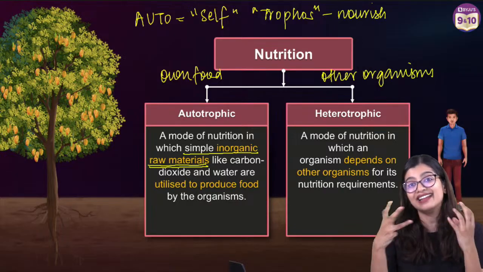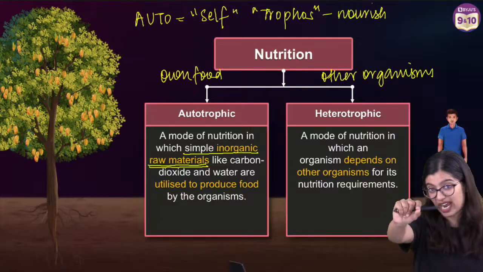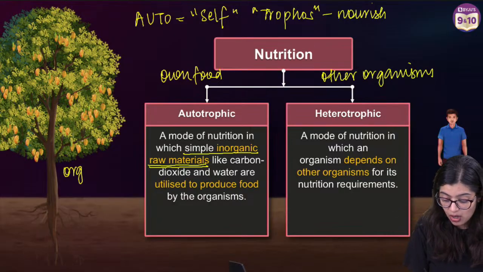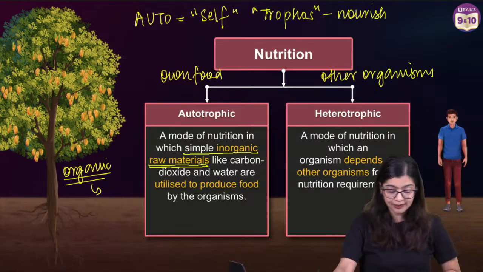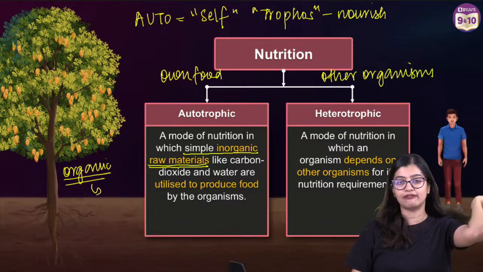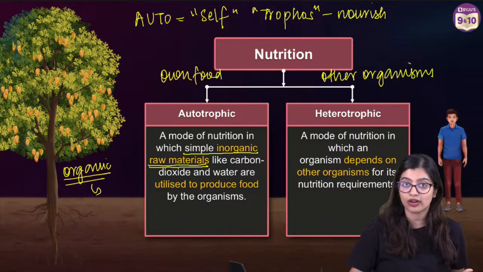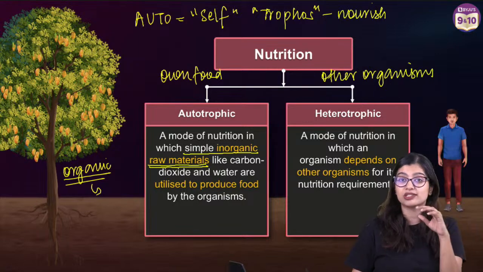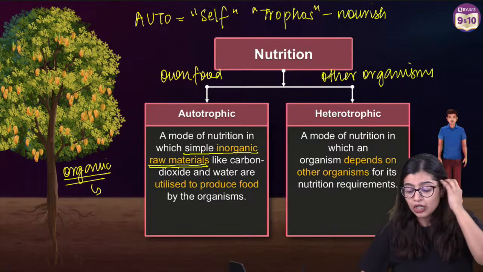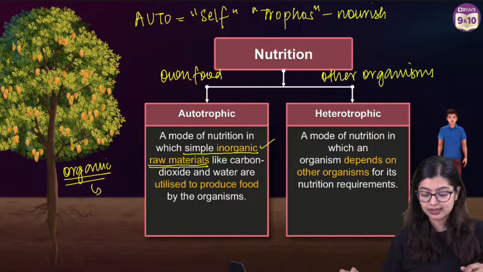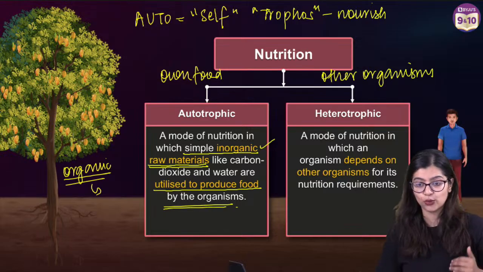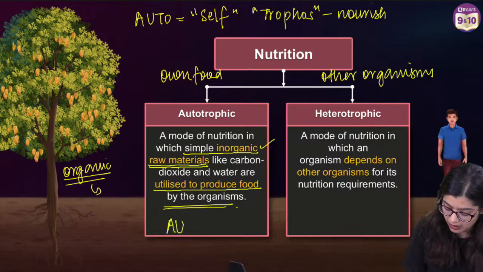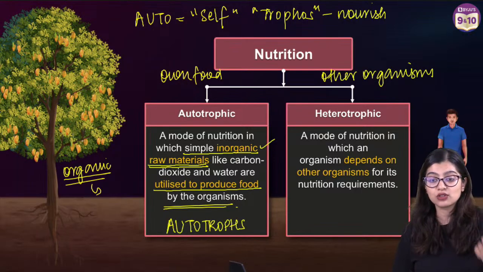Now we know that organic substances are those substances. Now write this down in your textbook as I tell you. Organic substances are those which are normally found in living organisms, right? So a very simplified definition is that organic substances are those found in living organisms, while inorganic are those that we find in the environment. So in this case, we have inorganic raw materials like carbon dioxide and water, which are utilized in order to prepare their own food. And such organisms are what we call autotrophs, yes?